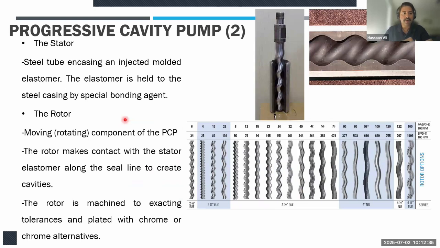Talking a little bit more about progressive cavity pumps, the stator, as I mentioned earlier, you can see the cross section right over here. This is your steel tube. This is your elastomer in black, and at the interface of this elastomer and the steel there is either a chemical bonding or a mechanical bonding using adhesive. Right? So the rotor is made up of carbon steel, and then it is coated in a special type of coating. It can be either chrome coated or a special type of nickel alloy coating. Right?